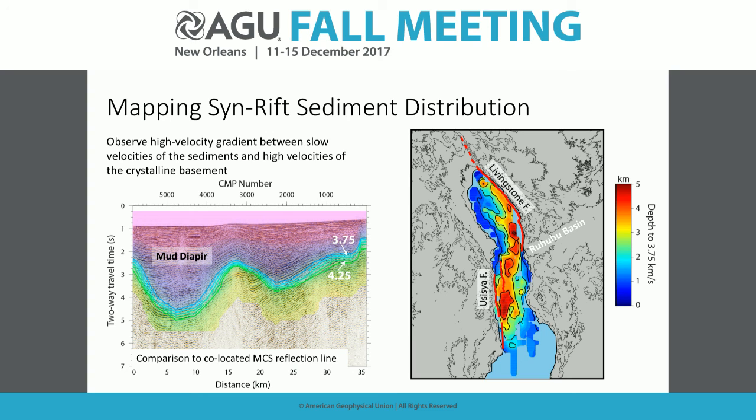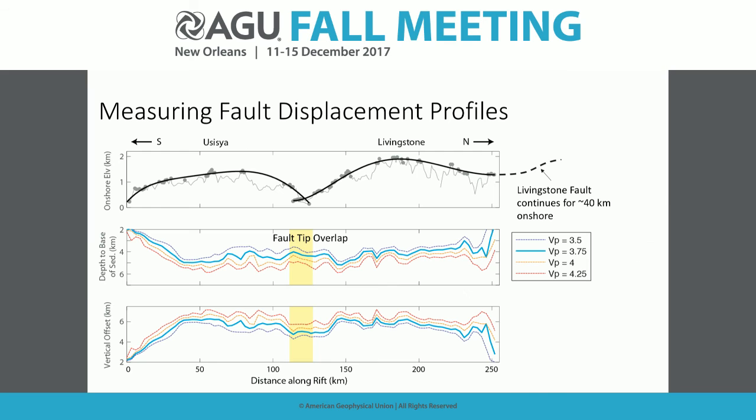Note we have the thickest amount of sediment in the North Basin along the southernmost segment of the Livingston Fault here, where there's greatest bathymetry in the North Basin. And then we have greatest sediment in the Central Basin against the central segment of the Usisia Fault, again where we have a significantly deep bathymetry.